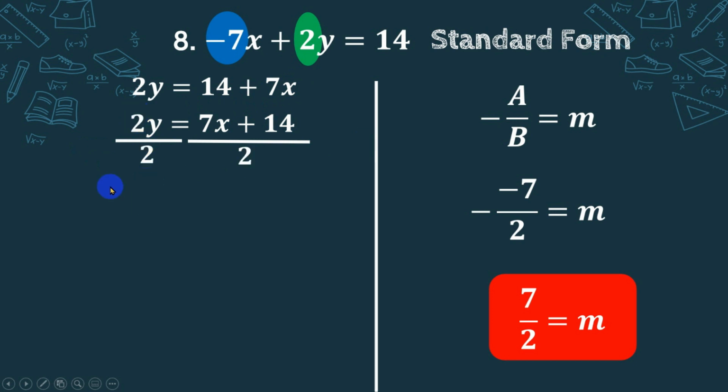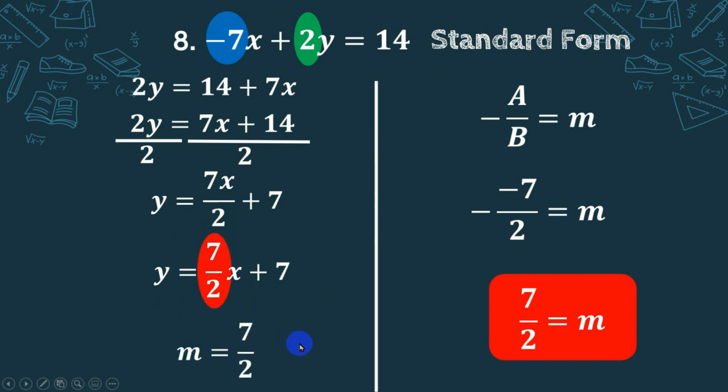Matitira po dito sa left side ay y na lang. Then, magkakaroon tayo ng 7x over 2. And then, 14 divided by 2 is 7. That is why the resulting equation or the slope-intercept form of this standard form is y is equals to 7 over 2x plus 7. And ang kukunin lang po natin dito as slope is yung numerical coefficient ng x, and that is 7 over 2.